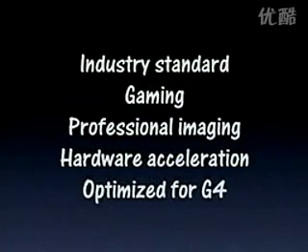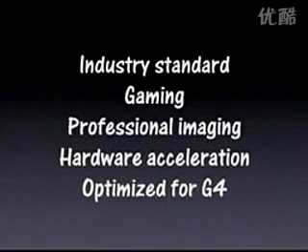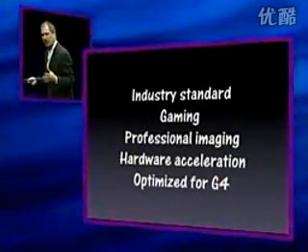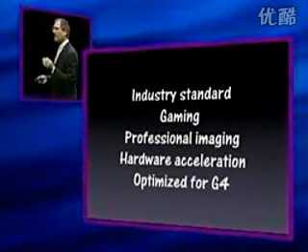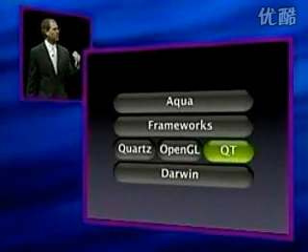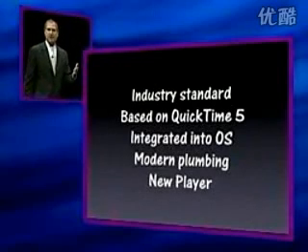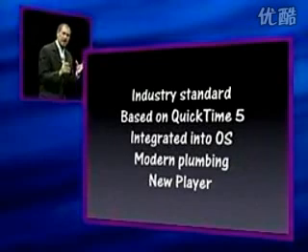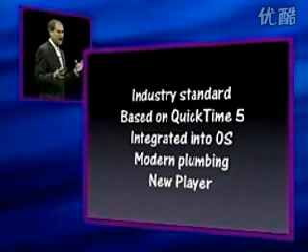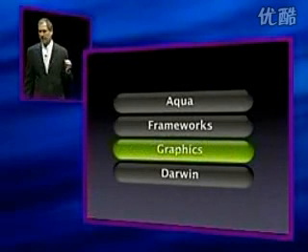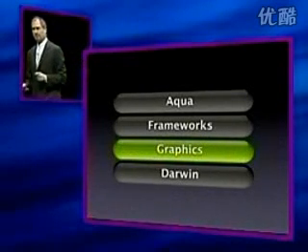OpenGL is an industry standard 3D API for gaming and for high-end professional imaging. And we'll see some of that today as well. It takes full advantage of the hardware acceleration in the graphics chips, and it's also optimized to take advantage of the velocity engine in the G4. So that's OpenGL. And of course, QuickTime, we all know, industry standard. It's based on QuickTime 5. It's integrated right into the OS, so it can take advantage of the better plumbing in Mac OS X. So that is our graphics layer. We think it's superb. We think we have killer graphics in Mac OS X.